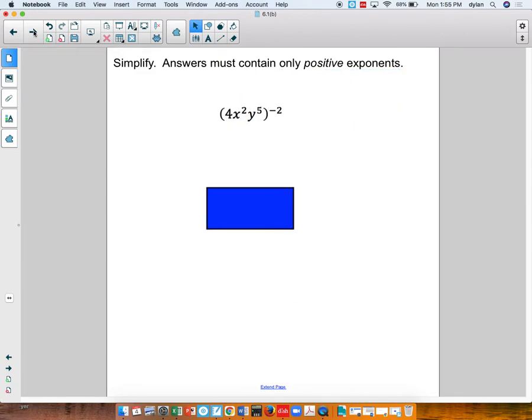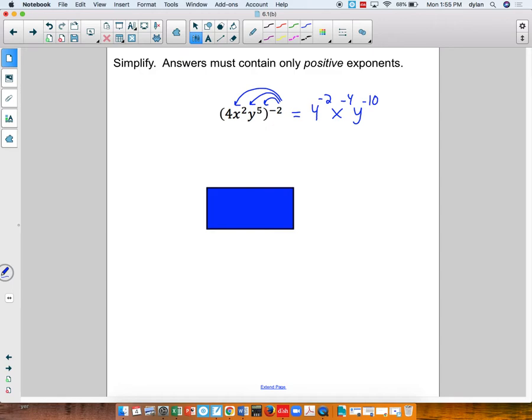4x squared y to the 5th, all to the negative second. So we're going to start with the power to the power rule. We're going to distribute the negative 2 all the way through. And that gives us 4 to the negative second, x to the negative 4th, y to the negative 10th.